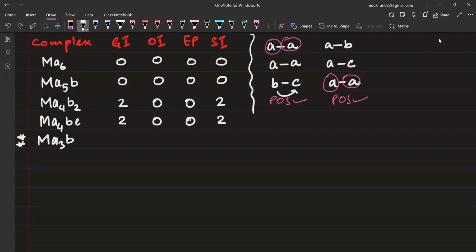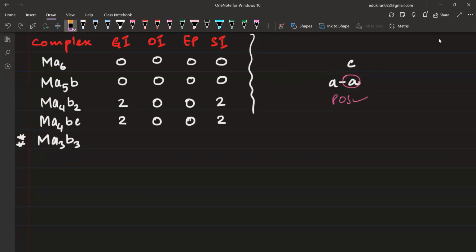MA3B3. Now, there is one case in which what I can do, A opposite to B, A opposite to B, and A opposite to B. Now, all the A are opposite to B. That means no two same ligands are opposite to each other.